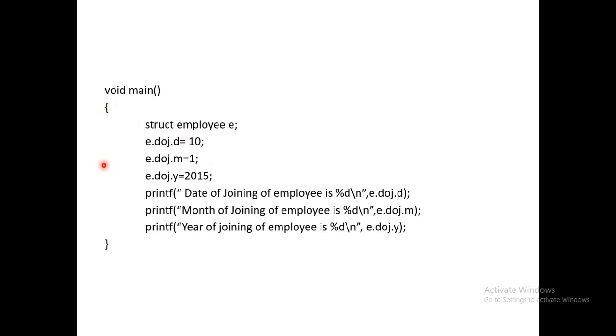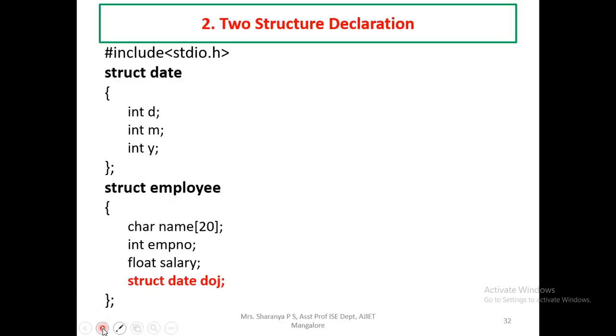Please note, in E.date_of_joining.D, E is the outer structure name, date_of_joining is the inner structure name, and D refers to the actual structure member name. This is how we can work with the nested structure.